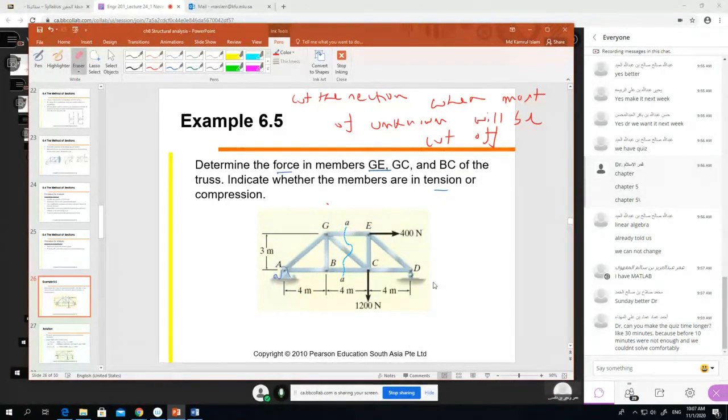In this example, our unknowns are this one and this one, so we cut like this. When we cut it, most of the unknowns are cut. Here three are cut off, and then we take the two pieces. One piece is on this side, I draw it for you, with 400 Newton. This is cut, this is cut, and this is 200 Newton.